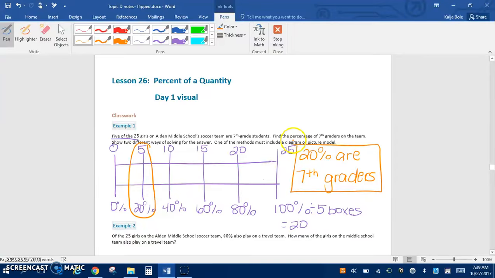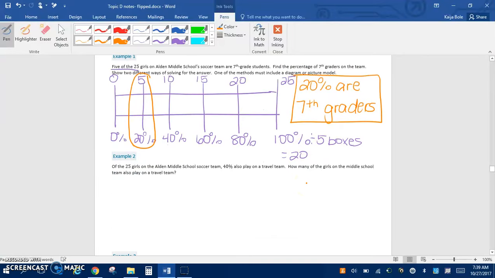Alright, so let's look at example 2. It says, of the 25 girls on the Alden Middle School soccer team, 40% also played on the travel team. How many of the girls on the middle school team are also on the travel team? So we are still working with the same 25 girls from example 1. So our picture is going to be the same. So if you copy that down from up above, put in our double number line here.